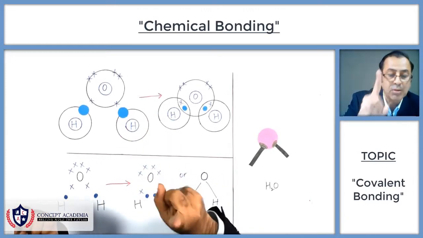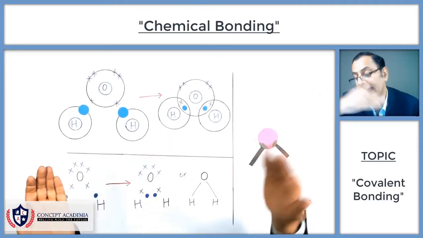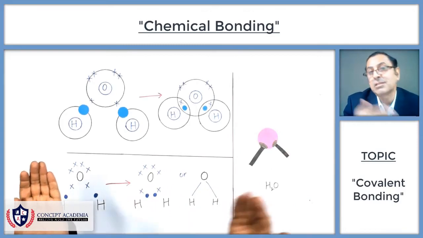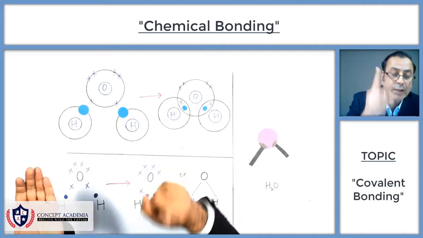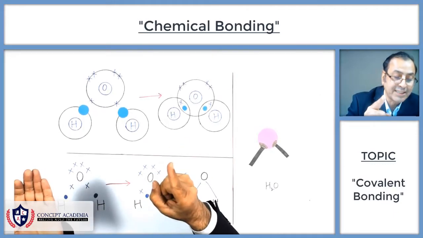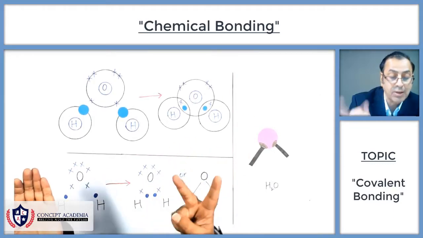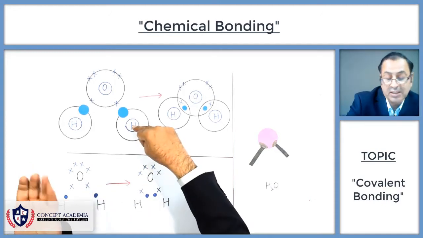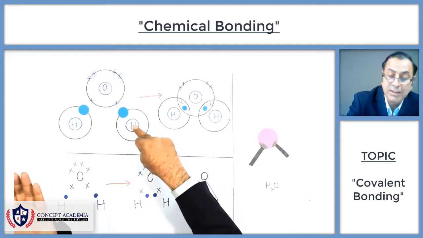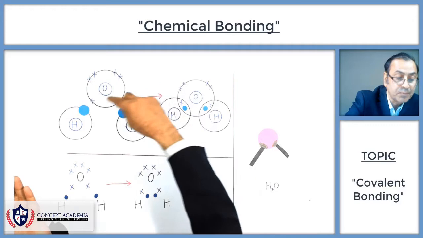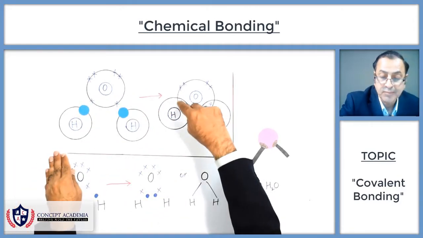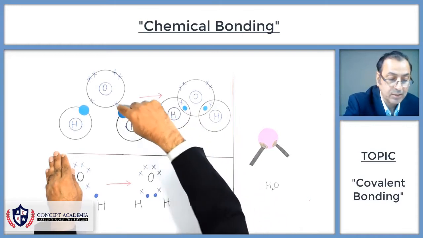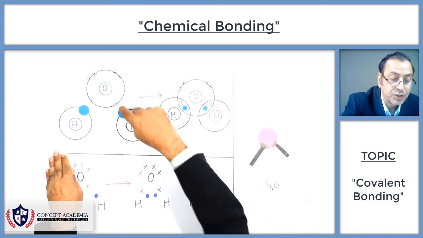It needs 1 more electron to become like helium and get its duplet. So it just needs 1 bond. It just needs 1 more electron to complete its duplet to get 2 electrons. So it just makes a single covalent bond. So here, 1 electron is shared between hydrogen and oxygen, and 1 more electron is shared between oxygen and hydrogen.